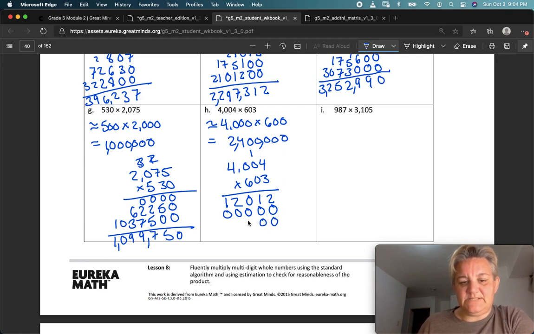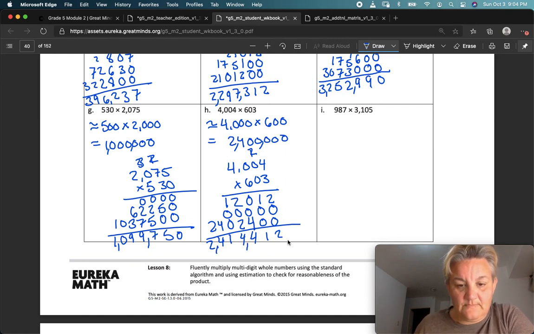4 times 6 is 24. Carry the 2. 6 times 0 is 0, plus 2 is 2. 6 times 0 is 0, and 6 times 4 is 24. And we have 2, 1, 4, 4, 1, 4, 2. That was pretty darn close. Look, 2,400,000. We had 2,414,412. Very close right there.